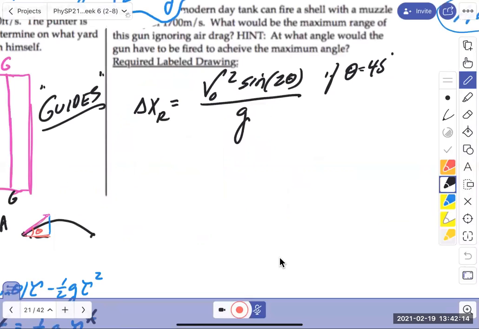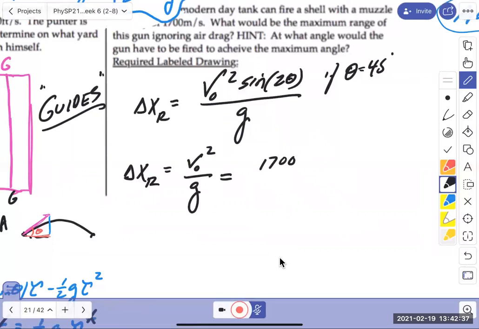So on this problem, delta X R, we're trying to go maximum range for this incredibly fast shell. That's not a made up number, that's a true number. V naught squared over g is what I need. So it says, what's going to be the maximum range? Now, assuming air drag, of course, is 0.